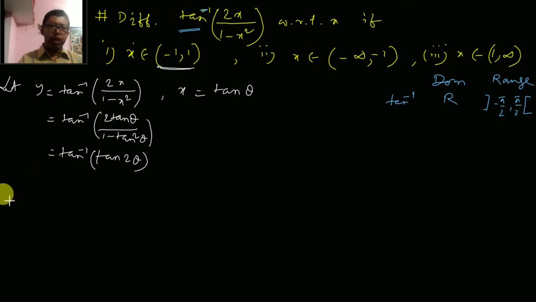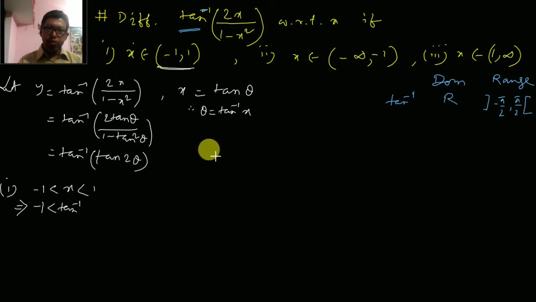So first domain we are studying, the first domain. Okay, what is given? Minus 1 less than x less than 1. This is given. x belongs to the open interval minus 1 comma 1. That means minus 1 less than x less than 1. This is given in your question. So obviously minus 1 less than x. What is x? x is equal to tan theta. Therefore theta is equal to tan inverse x. So substitute this one. x is equal to tan theta, so theta is equal to tan inverse x. Now x is replaced.